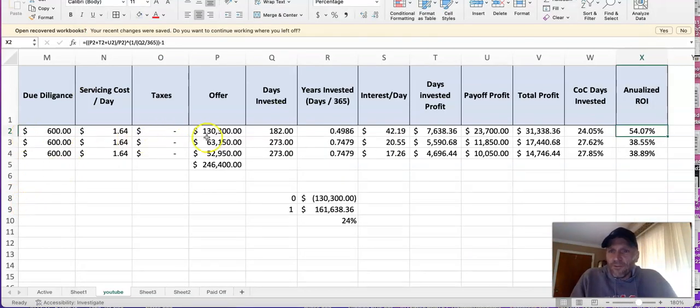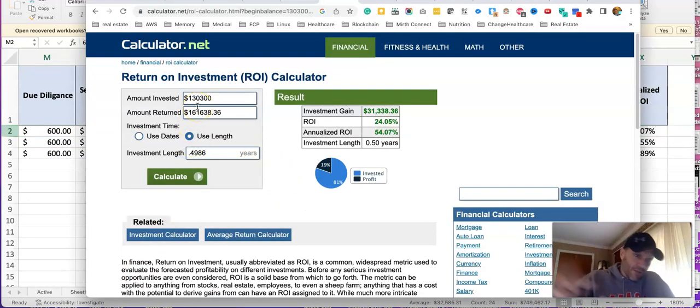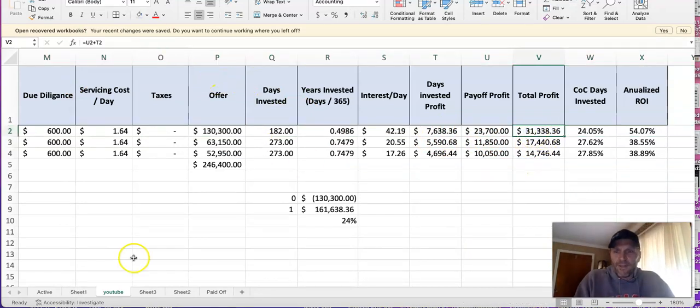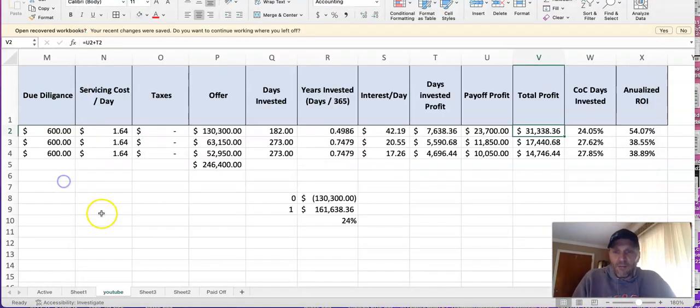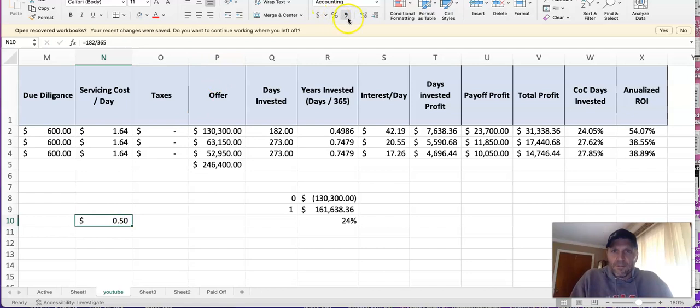If I just go up to this first one, I invested $130,300, and the profits I make with my initial investment plus the $7,683 plus the $23,000, the total profit is $31,000. So when you look at the amount invested over the investment length, you take this 182 up here and divide that by 365. Let me get that to a number and back that out.